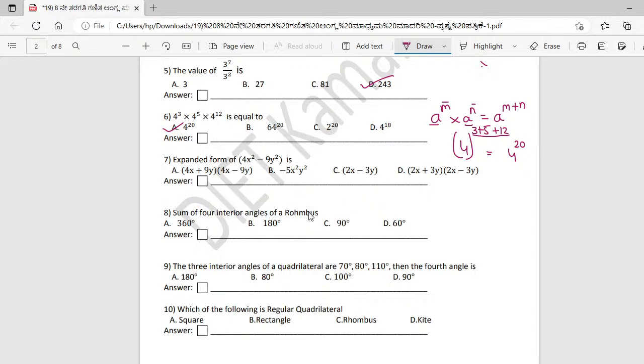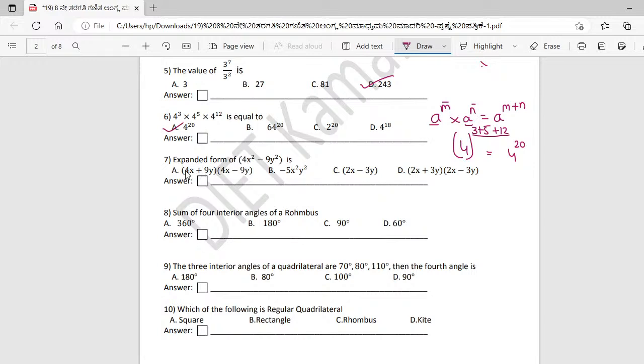Let us go with the seventh one. Okay, I hope everybody got these six problems.